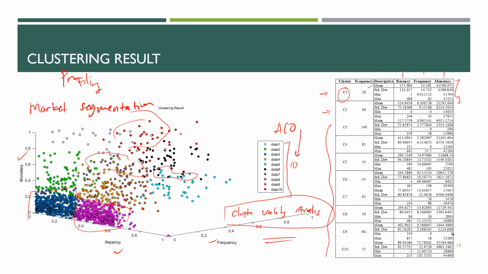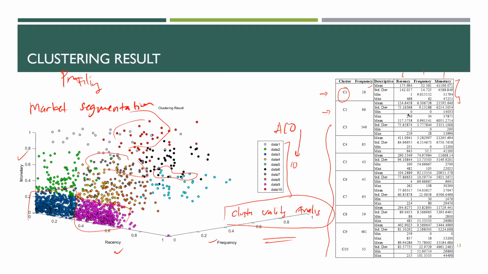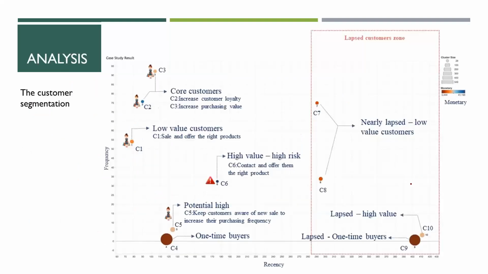Because this table is a little bit difficult to interpret, I try to make it into one graph. Here I use data visualization to help me understand these tables, because the table is quite difficult to understand. So this is the data visualization of the result.